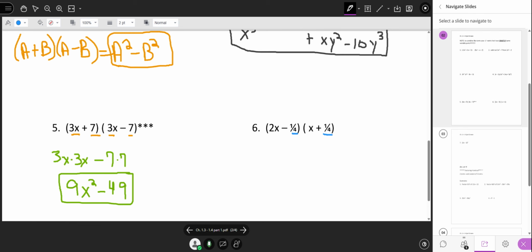Plus minus 1/4. Oh, crap. 2x and x. I can't do the difference of squares. Dang. And it's got a fraction. Let's don't work with fractions. I don't like fractions, and I'm pretty sure you don't like fractions either. So let's turn it into a decimal. I like decimals.